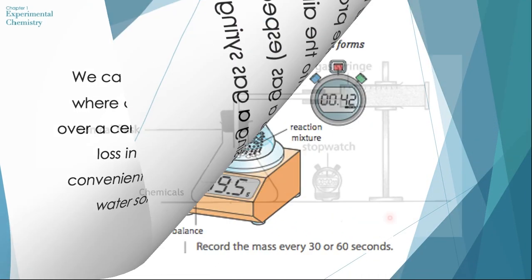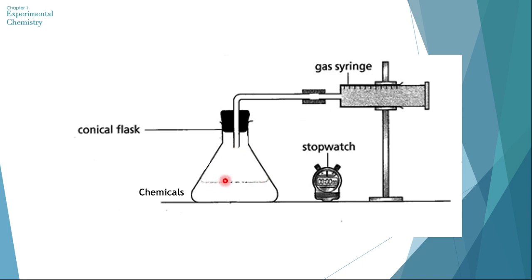Well, it's pretty simple. Here we have a flask which contains some chemicals. All we do is place this gas syringe through this. As this gas is going to be light, it will move upwards and go into this gas syringe. So as the gas is given off, the plunger will be moved forward, pushed outwards as the gas fills up in this syringe.